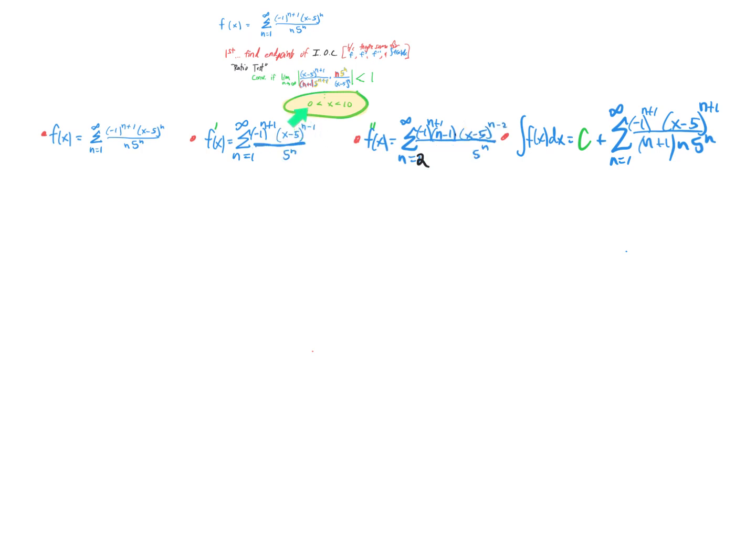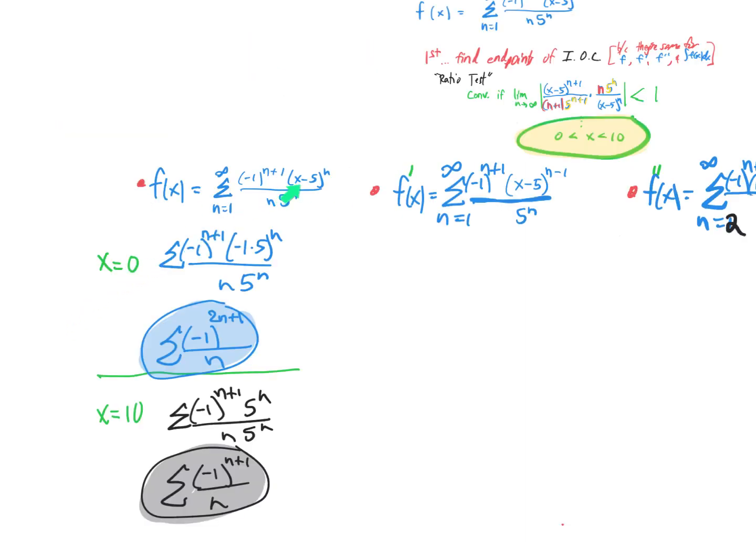All right, let's substitute 0 and 10 in for x for each of these series. If x is 0, we have 0 minus 5, which is negative 5, which you should think of as negative 1 times 5. Now that's raised to the nth power, so the negative 1 to the nth power times negative 1 to the n plus 1 power. Add the exponents, and you get negative 1 to the 2n plus 1 power. The 5 to the n and the 5 to the n cancel out. This exponent is always odd, so this is not alternating. This is just negative 1 over n, which is essentially the opposite of the harmonic series, which diverges. So f does not converge at the endpoint 0.